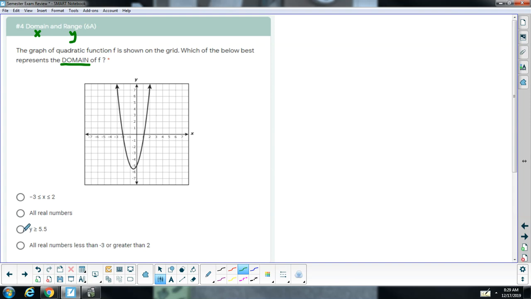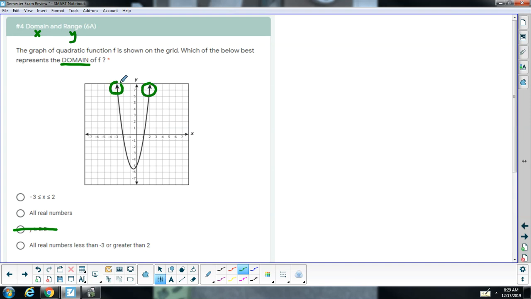Looking at my answer choices, I know I can eliminate this one because it's talking about a y. Here this says that my x is restricted from a -3 to a +2. So that means I'm not going to have any x values to the left of this -3 or any x values to the right of this +2. You have to pay attention to the ends of your graphs.